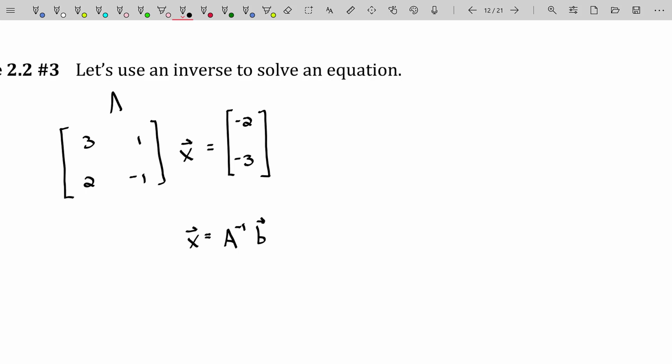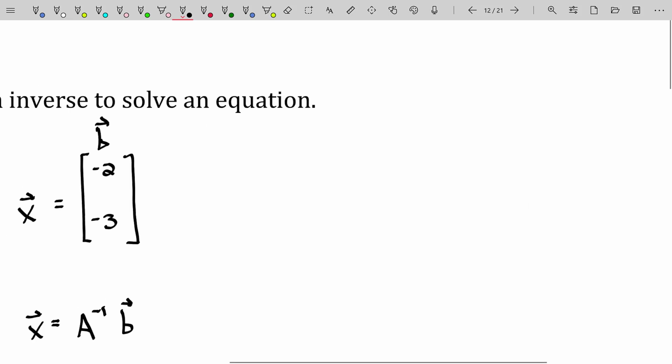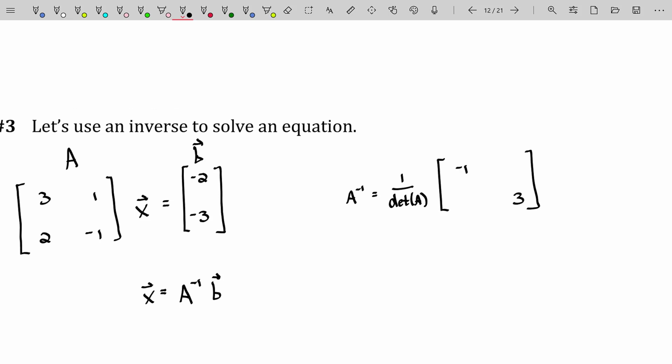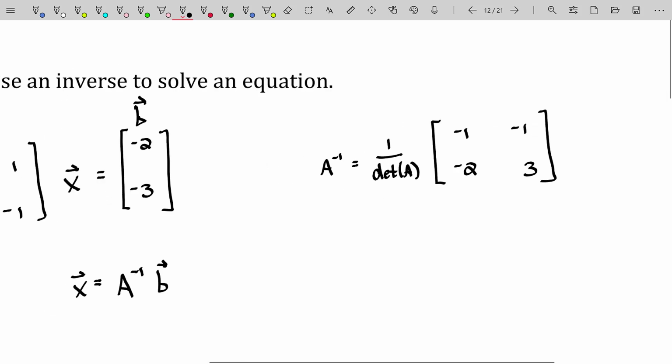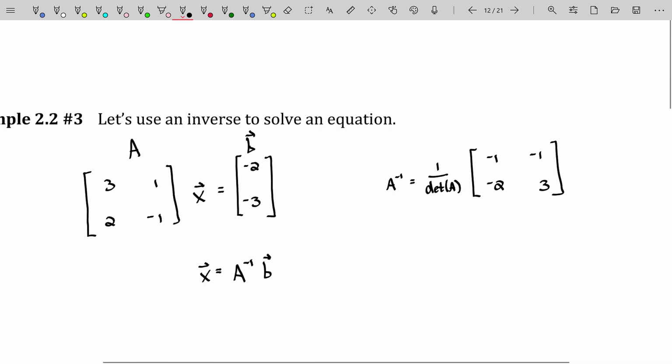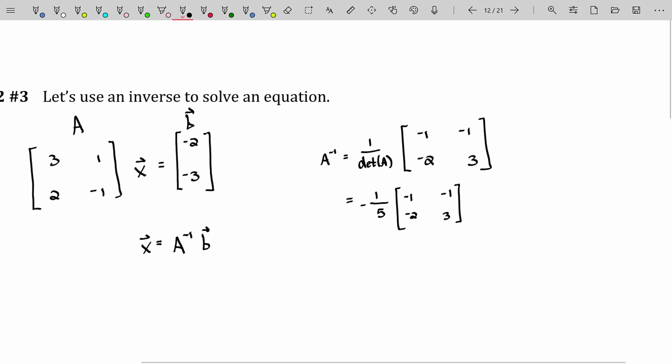Let's go ahead and call this matrix A, and this vector here B. And let's go ahead and try to find what A inverse is. Remember, A inverse is just 1 over the determinant of A times the matrix where you swap the main diagonal and negate the off diagonal. It's worthwhile to check that you've swapped and negated correctly, because even though there's no arithmetic involved, that does throw people off. Let's go ahead and figure out what the determinant of A is. Again, it's the product of the main diagonal minus the product of the off diagonal. That's going to be -3 minus 2. And there's my inverse of A.